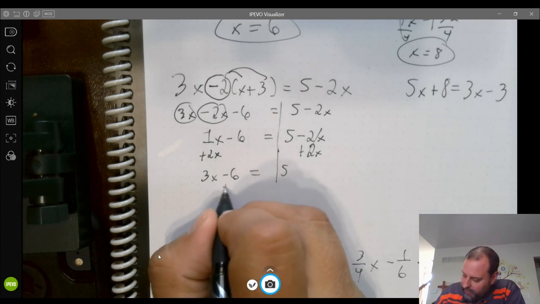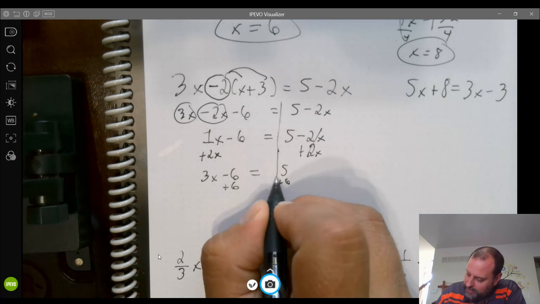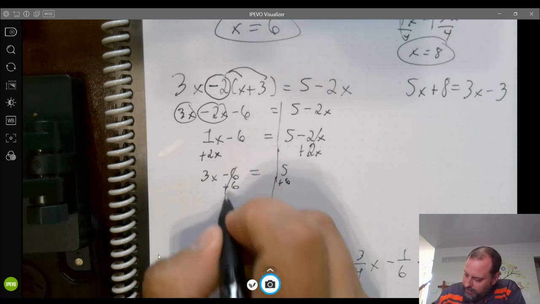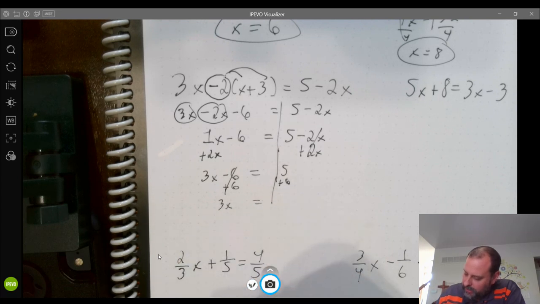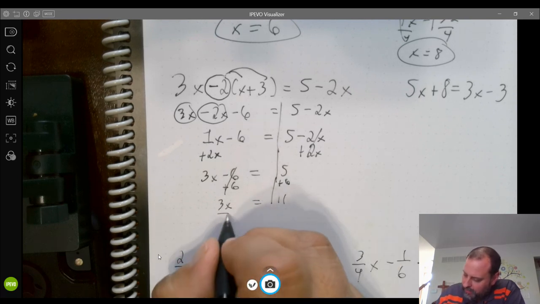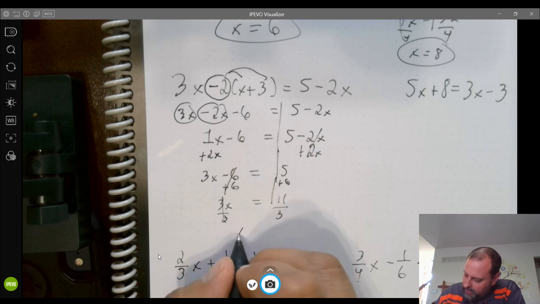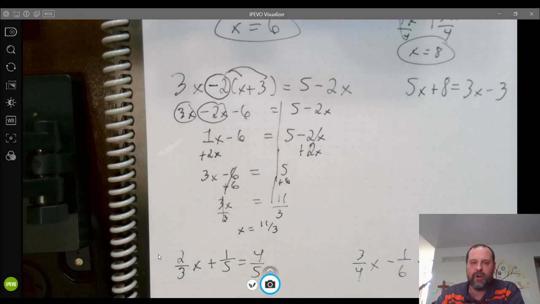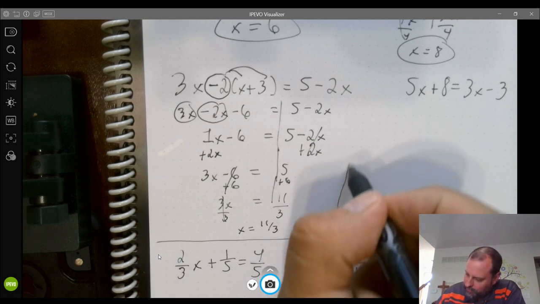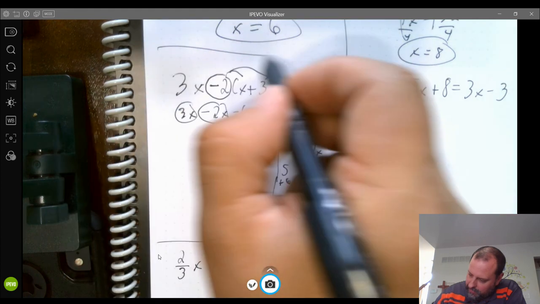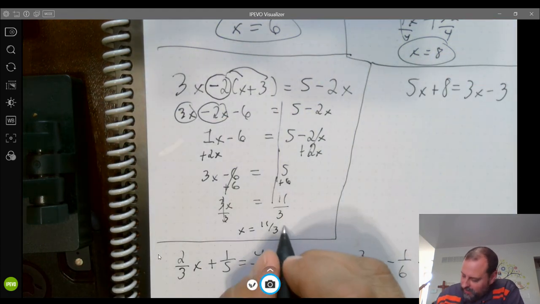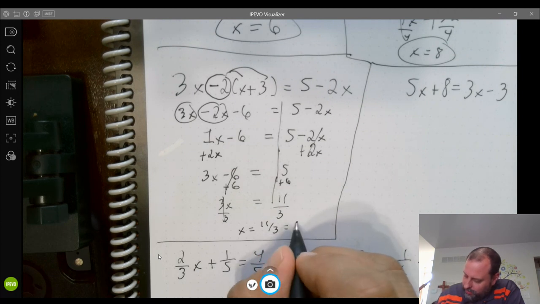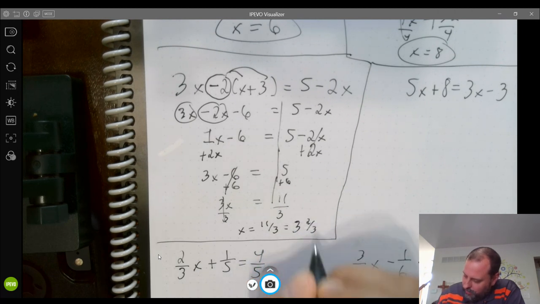All right, from here, I want to get the term with the x on a side by itself. So I need to get rid of the minus 6. Opposite operation is addition. So I get 3x equals 5 plus 6 is 11. I divide by 3. This is not an uh-oh. Fractions are okay. So I get x is equal to 11/3. I can also make this, if you want, into 3 2/3, but I don't want to write the decimal answer.